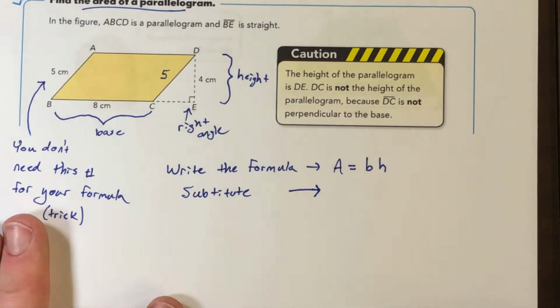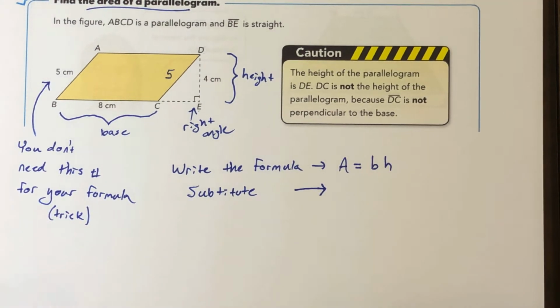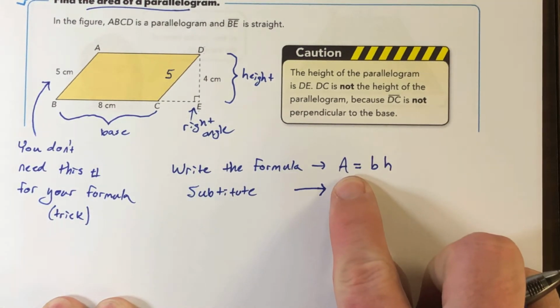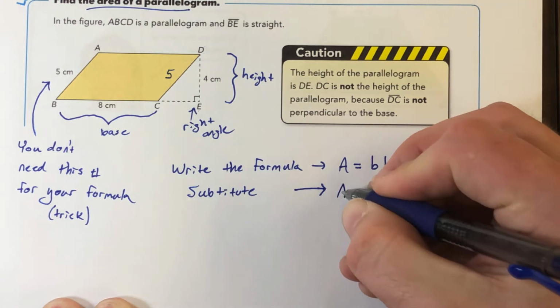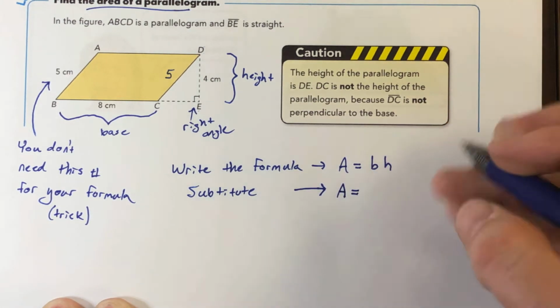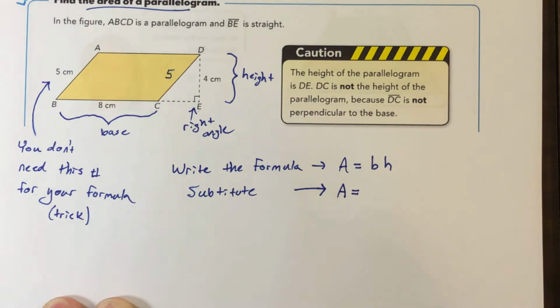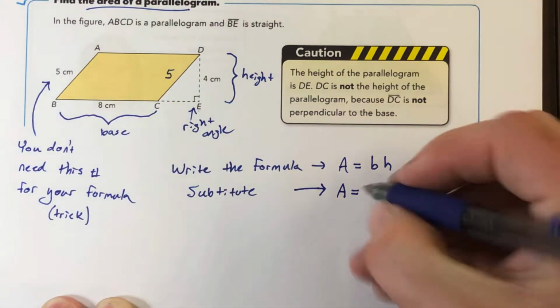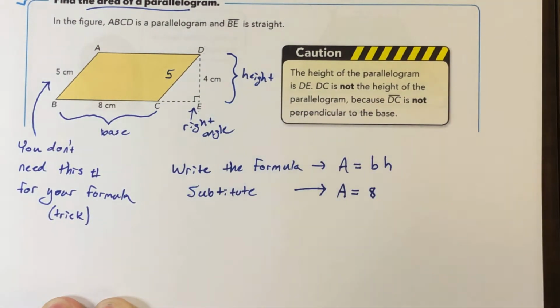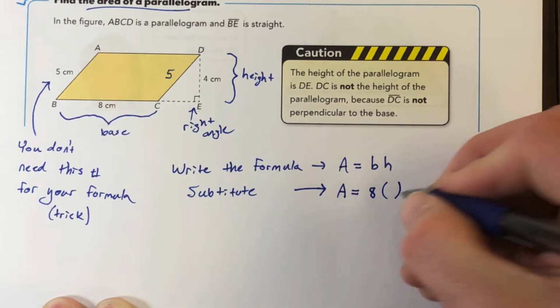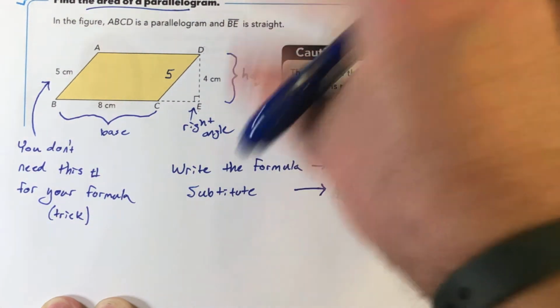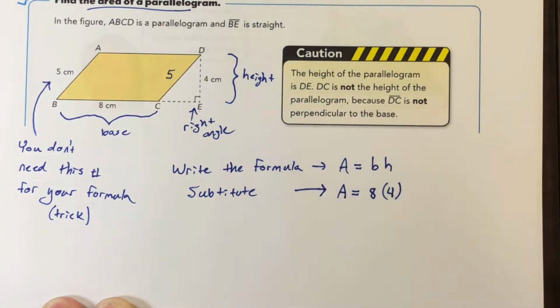So replace each variable with what you know. Do I know A for area? No, that's what I'm solving for. So I'm going to keep that as A. Next, equals B for base. Do I know the base? Yes, 8. So replace base with 8. Next, height. Do I know the height? Yes, 4. So replace the height with 4.